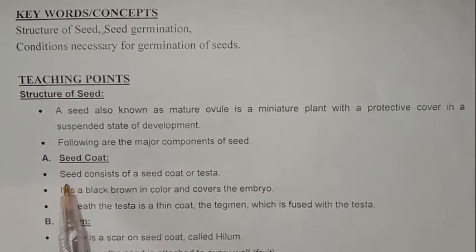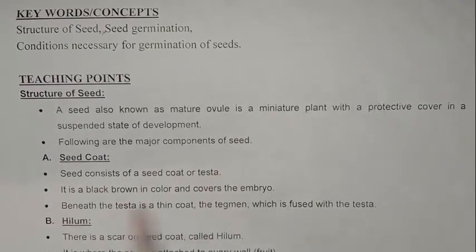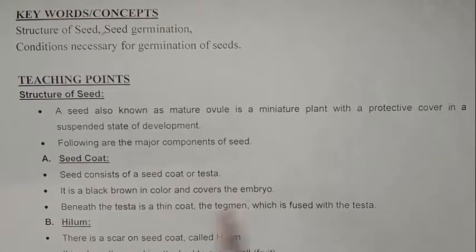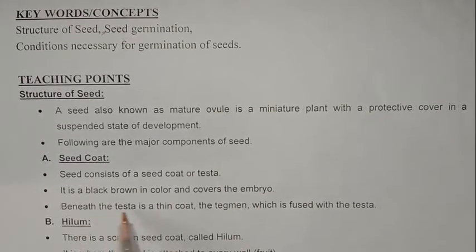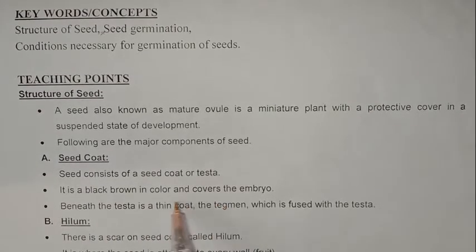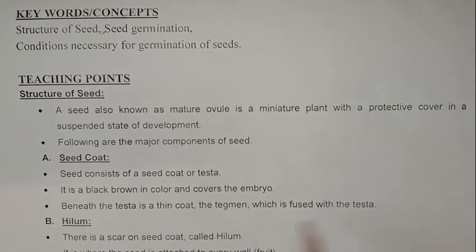First, the seed coat. A seed consists of a seed coat or testa. It is black or brown in color and covers the embryo. Beneath, or inside the testa, is a thin coat, the tegmen. Tegmen is the thin coat present behind the testa, which is fused with the testa.